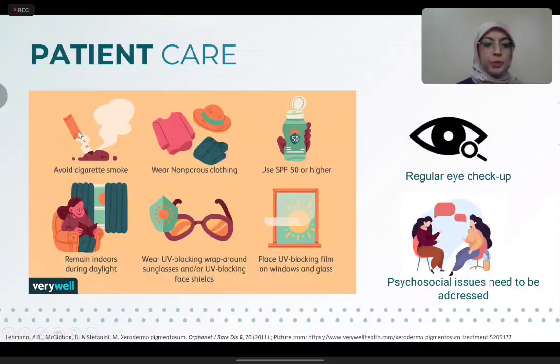For patient care, we should ask the patient to avoid cigarette smoke, wear non-porous clothing, use rigorous SPF, remain indoors, use sunblock and a UV blocking system, have regular eye checks, and seek psychiatrists for psychosocial issues that need to be addressed.